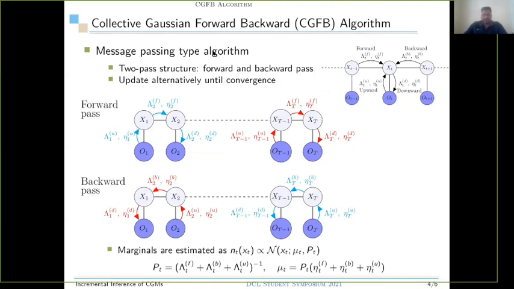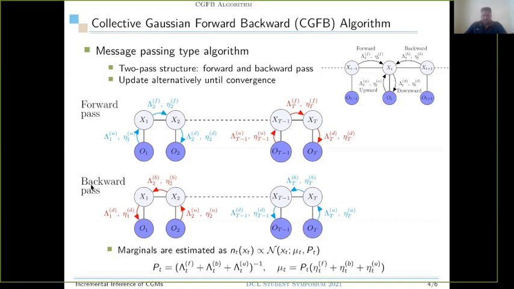We call our algorithm collective Gaussian forward-backward algorithm, which is a message passing type algorithm involving four kinds of messages: forward, backward, upward, and downward. It has a two pass structure, forward pass and backward pass. In forward pass, the message parameters are updated clockwise till the end. In backward pass, we start from the end of the graph and finish at the first variable here.